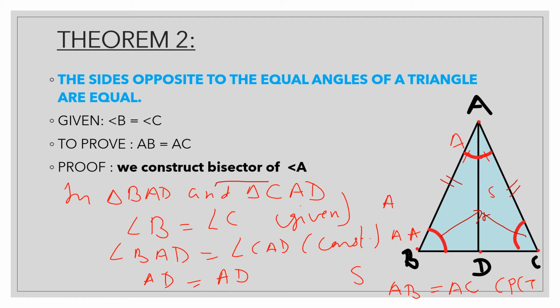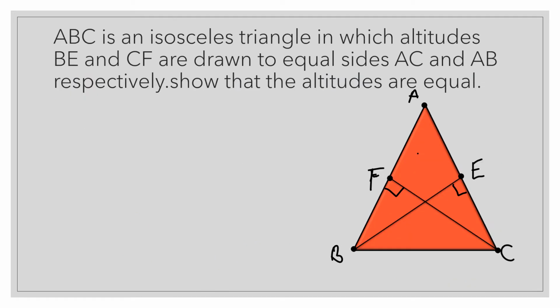Now based on this theorem, we will do a few more questions. Remember, when the sides are equal, the opposite angles are equal, and in a triangle, if the two angles are equal, their opposite sides will be equal. So next question is, ABC is an isosceles triangle in which altitudes BE and CF are drawn on equal sides AC and AB.